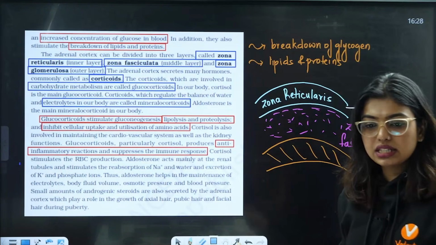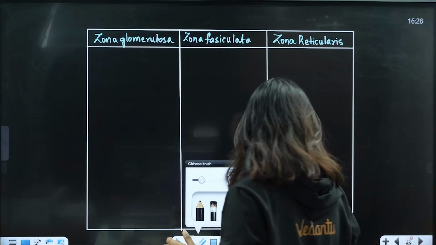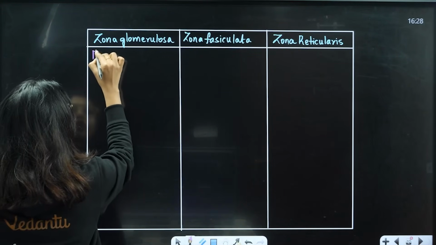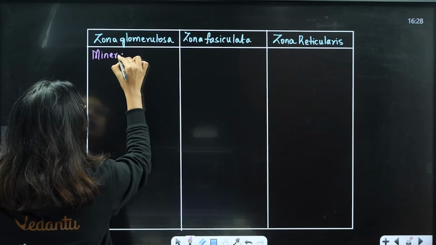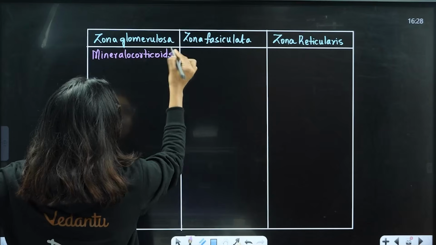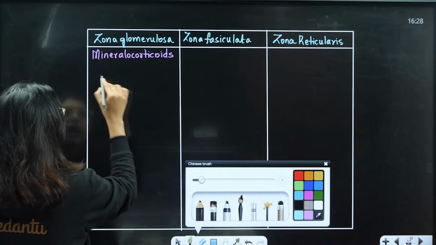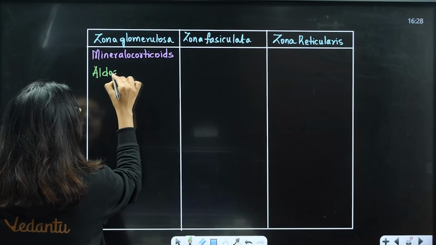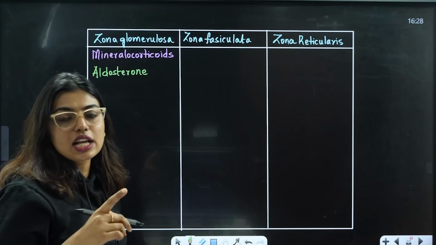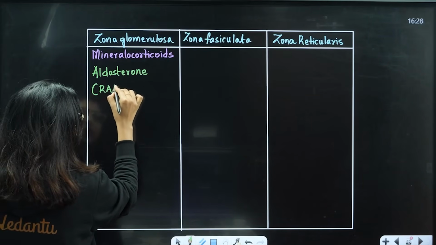So one by one I will write. Is it better for all of you? I think this will become a little confusing for all of you. So here, students, we will start from zona glomerulosa. This region will be secreting your mineralocorticoids. What will mineralocorticoids do? Here the aldosterone will be there. We have learned the RAS mechanism: the adrenal cortex has to be stimulated and automatically aldosterone will be released. So here aldosterone is going to help in the RAS mechanism.